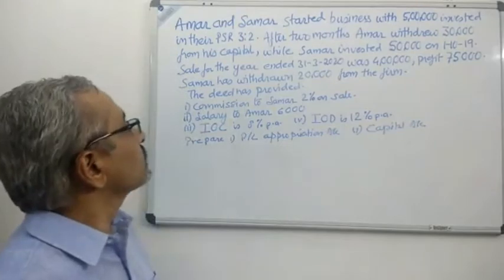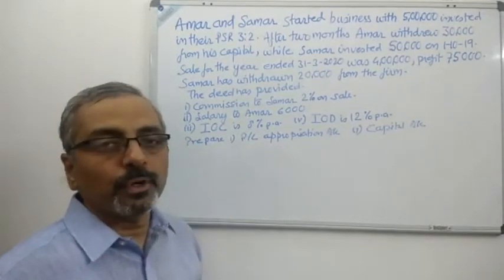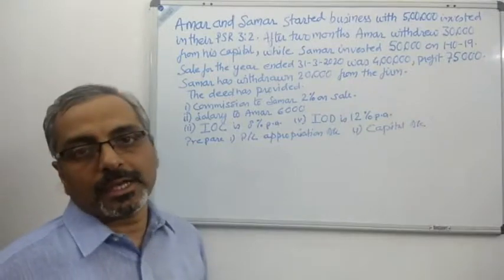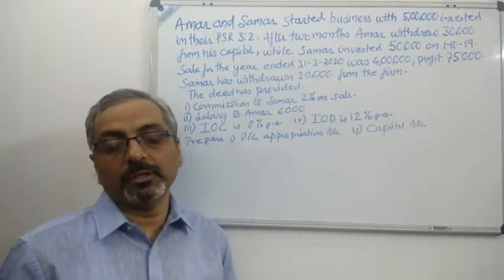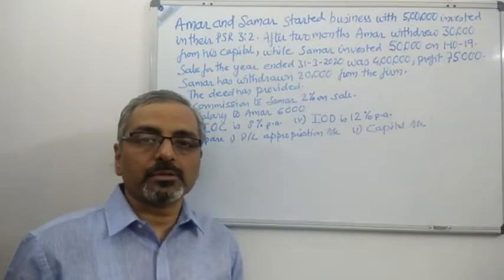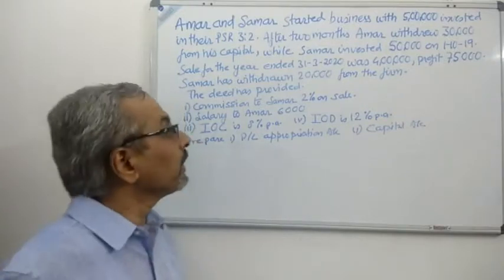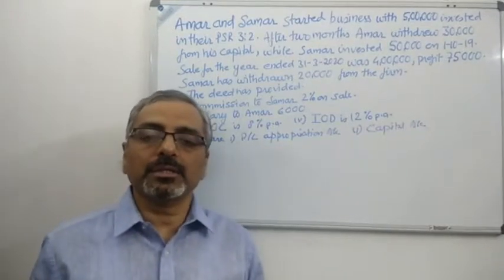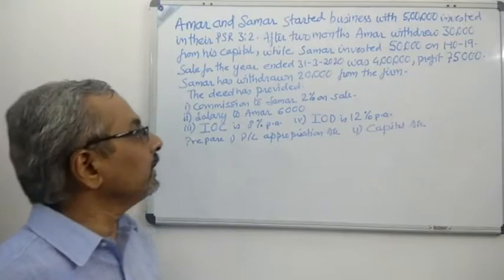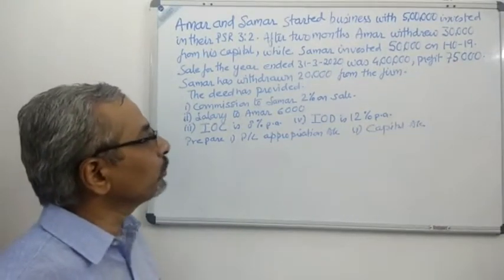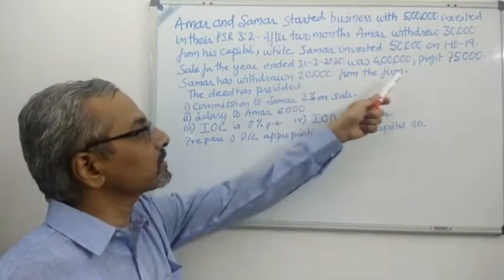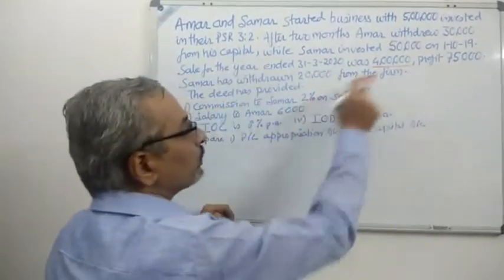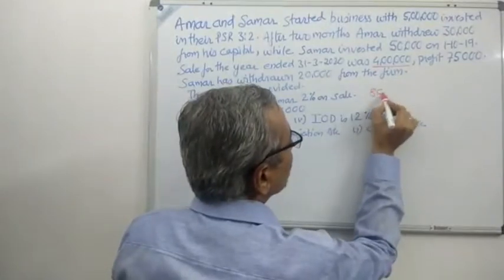Now you can see Samar has withdrawn 20,000 from the firm. So the total drawings which Samar has done during the year is 20,000. And since the date is not given when the money has been withdrawn, we will calculate the interest on drawing for half a year. After that, the deed has provided. Now when the word deed is used, it is the same thing as the partnership deed. The deed has provided commission to Samar at 2% on sale. This is the reason why the sale is given to you over here. 4 lakh is the sale, and if you calculate 2% on 4 lakh, the commission will come to 8,000.